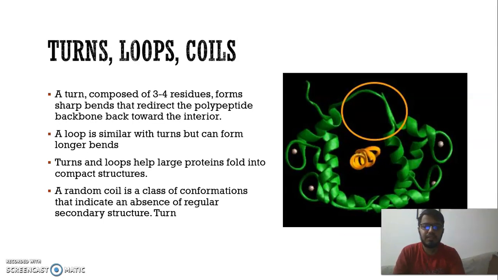Now the third structure is anything other than beta sheets and alpha helices. These can be turns, loops and coils. A turn is composed of 3 to 4 residues and forms a sharp bend that redirects the polypeptide backbone towards the interior. A loop is similar to a turn but can form longer bends. Turns and loops help large proteins fold into compact structures. A random coil is a class of conformations that indicates an absence of a regular secondary structure.